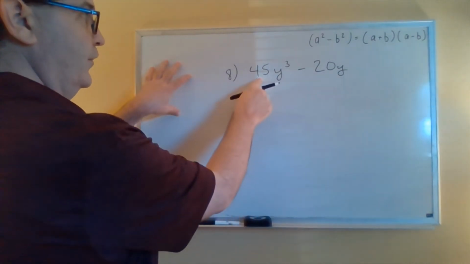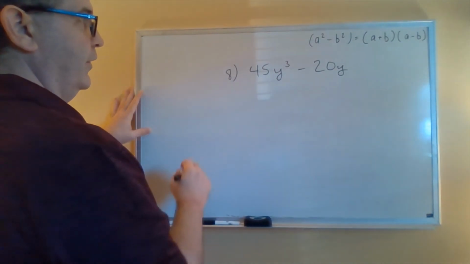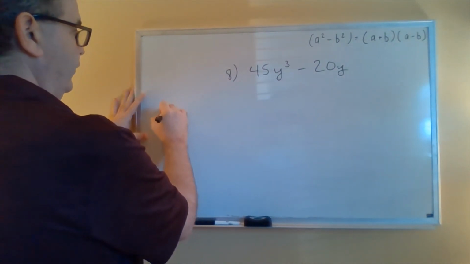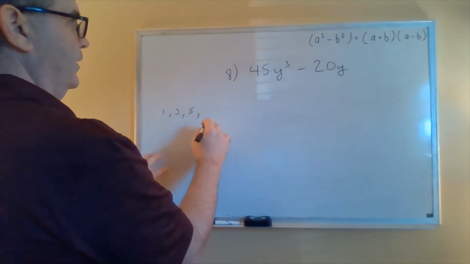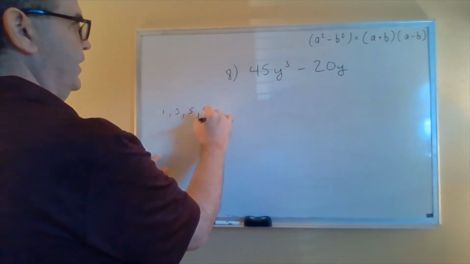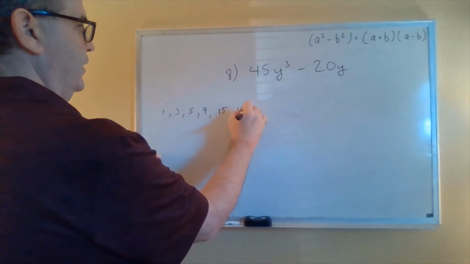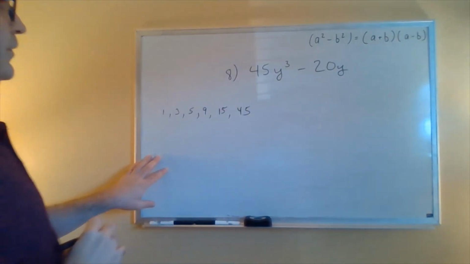So let's look at our numbers first. We've got to find the greatest common factor. So we'll have 1, 3, 5. Let's see. So 9, 15, 45. Don't think I missed any there.